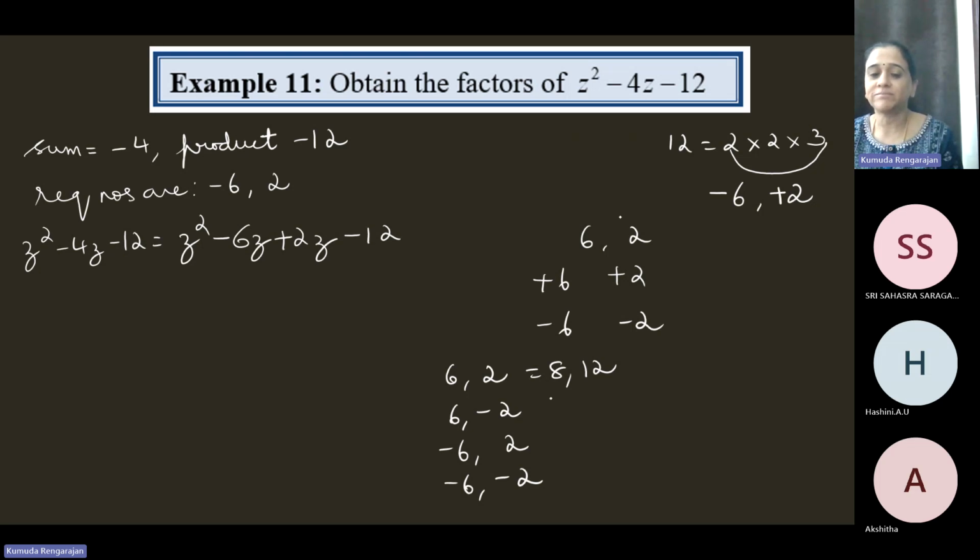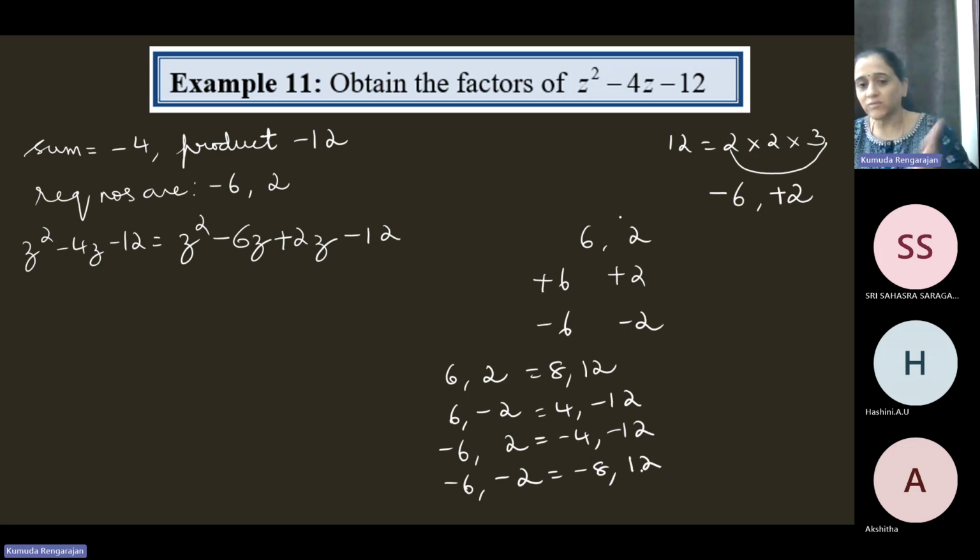Next one. What's the sum? 4. What's the product? -12. What's the sum? -4. What's the product? -12. What's the sum? -8. What's the product? +12.